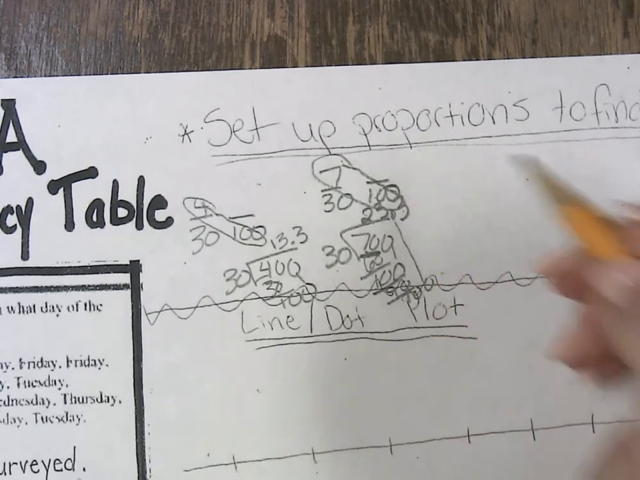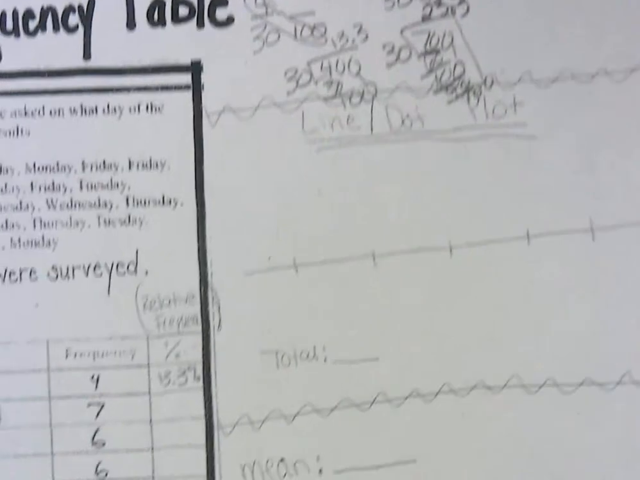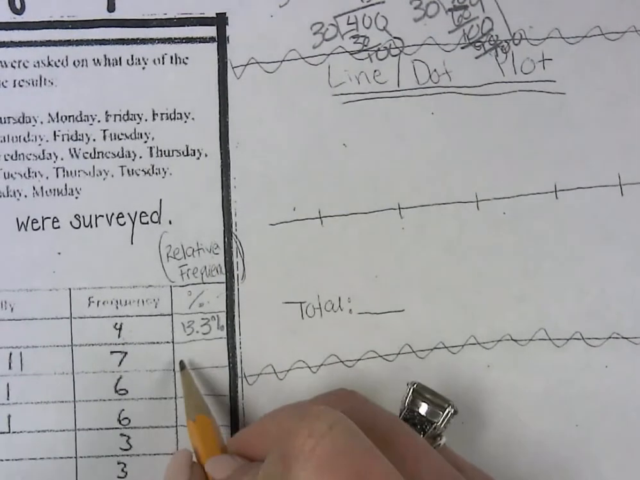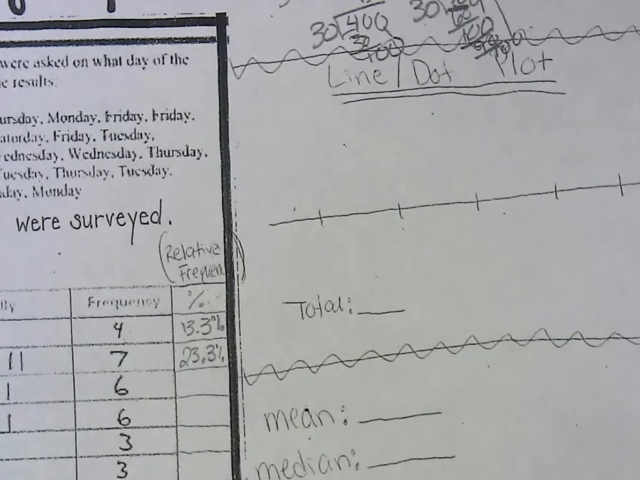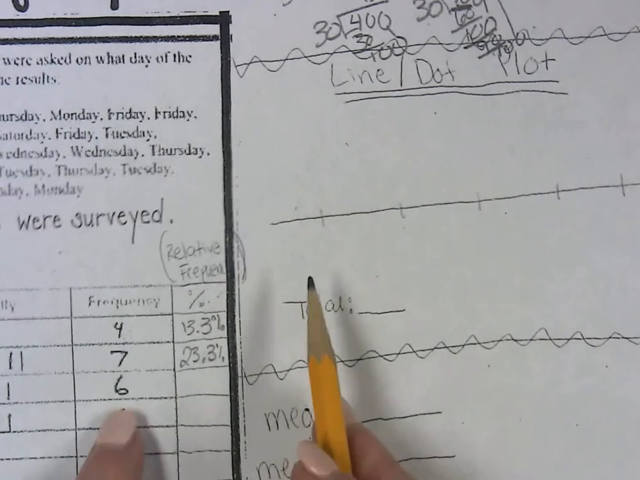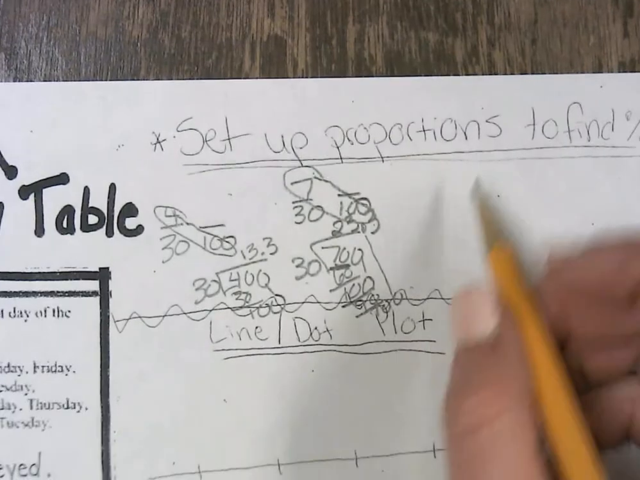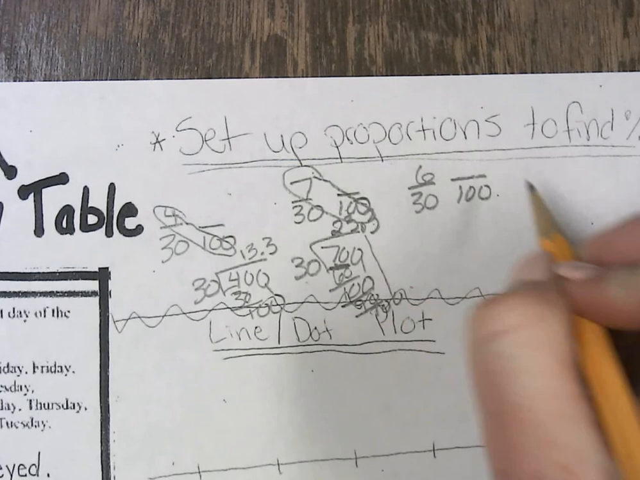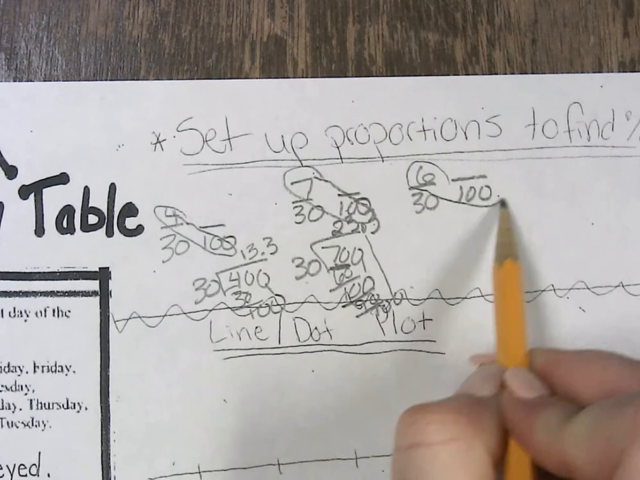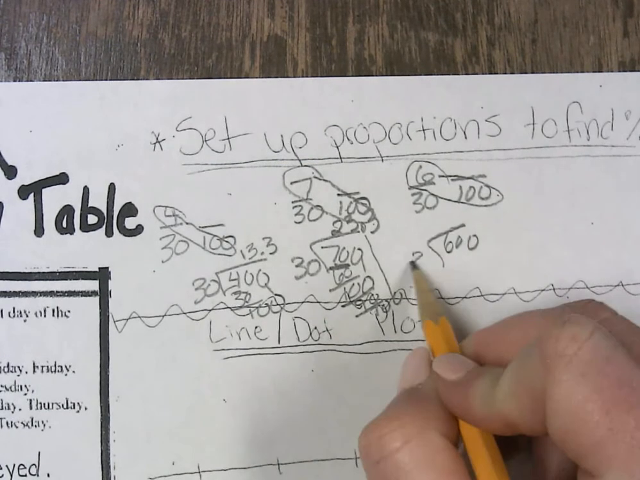As you can see, it's going to be another one that it's going to keep on repeating. So we'll just round it off, and we'll say that that's 23.3% of the people were born on Tuesday. Let's move on to Wednesday. Said there were 6 people born on Wednesday, so let's go up here, set up our proportion. 6 out of 30 people were born on Wednesday, but we want to find the relative frequency or the percent, so we have to set that up over 100. And when I cross multiply, we get 600 divided by 30.